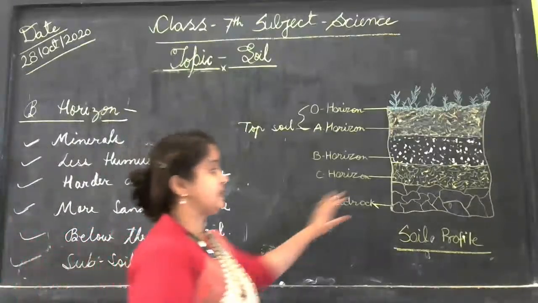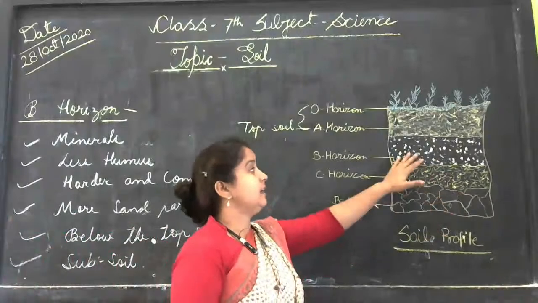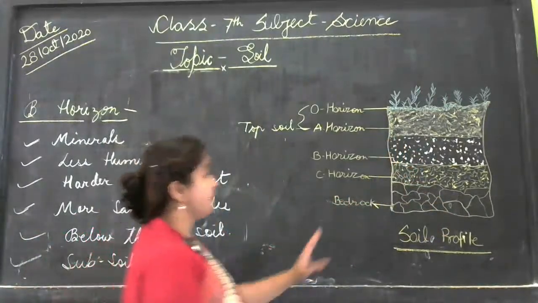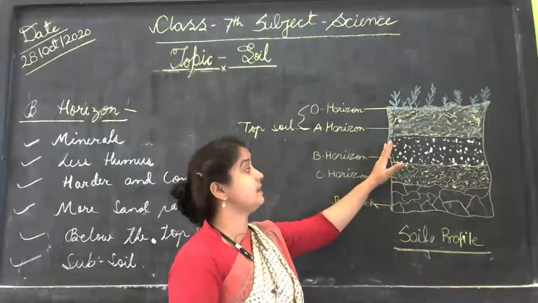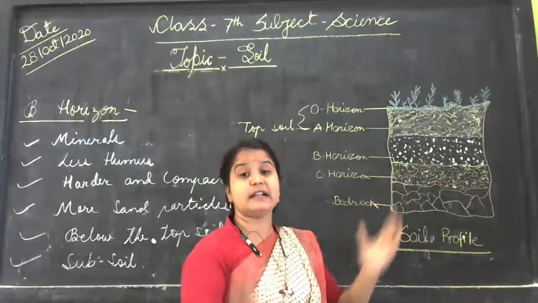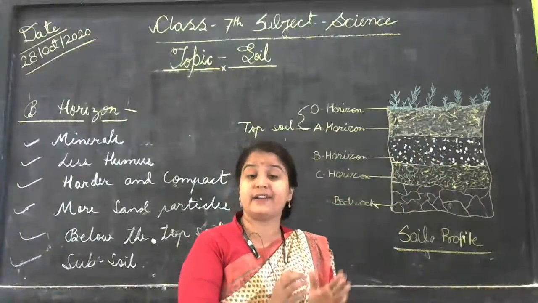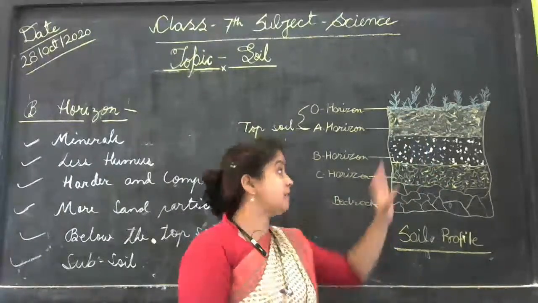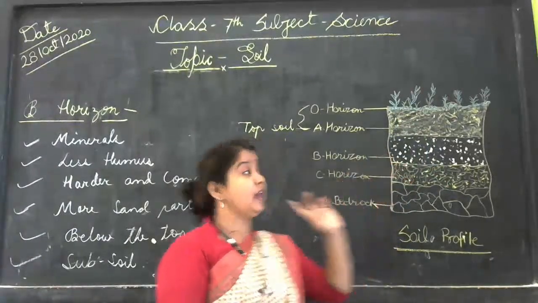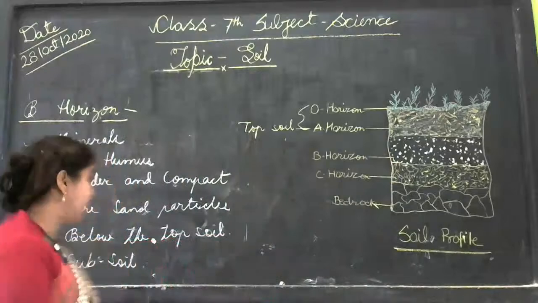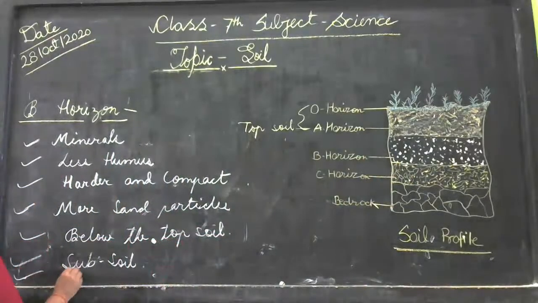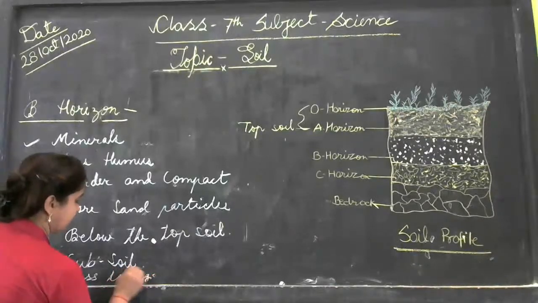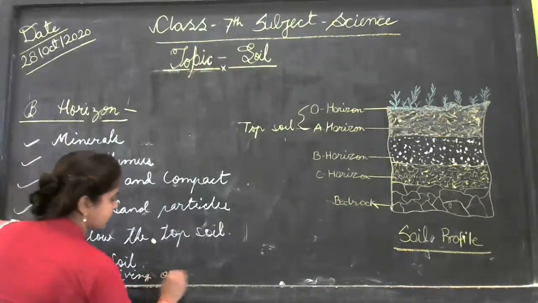So, students, let's see here. In this part you can see that the particles are dense. Here the particles are harder and compact. There is no porousness and softness in this B horizon. Okay, and one more property can be found: here fewer living organisms are found.